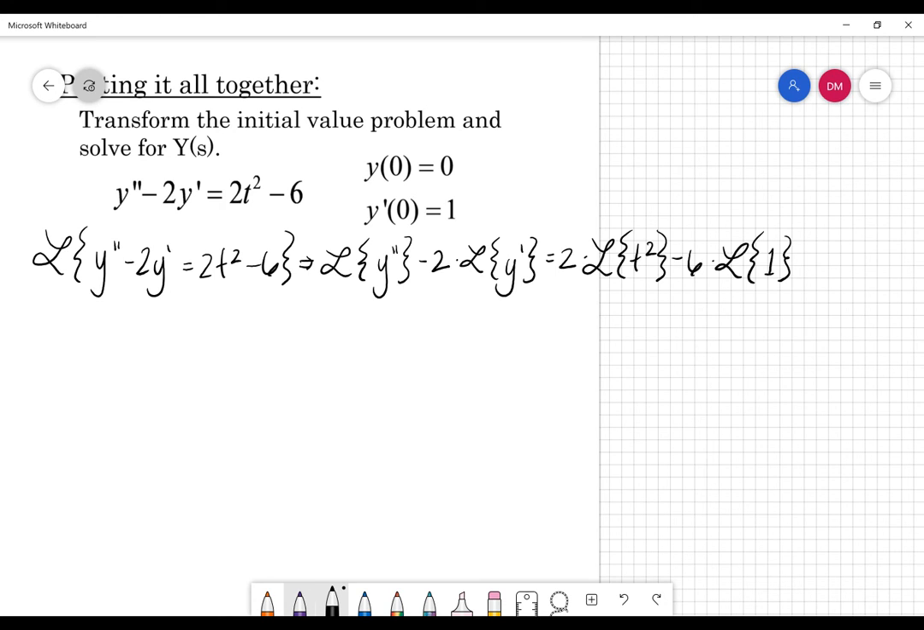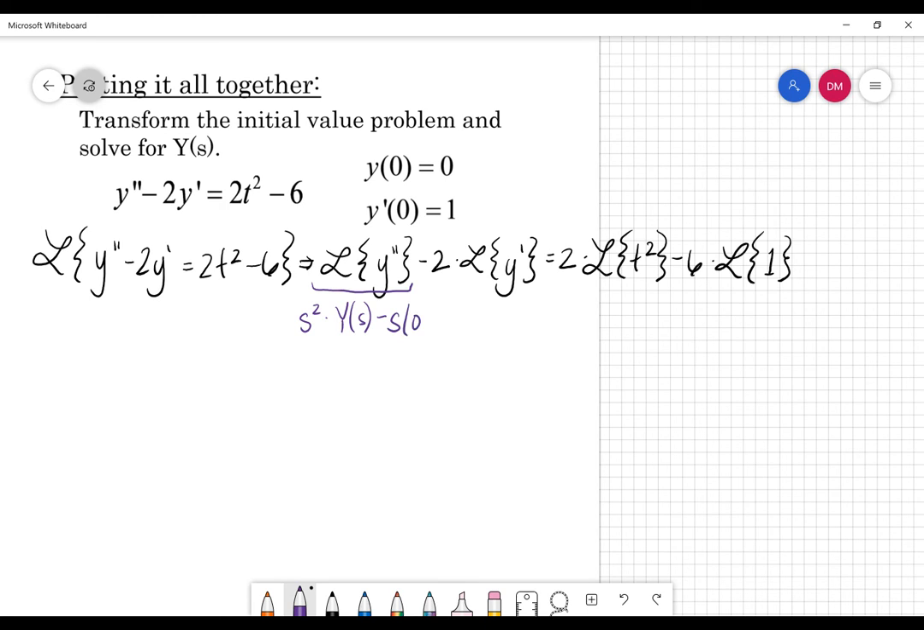So from the table, the Laplace of y double prime is s squared times capital Y of s. Sorry, my capital Y's are going to look weird. My lowercase y's would look too much like the uppercase ones if I didn't do them weird like this. And that's my story, and I'm sticking to it.